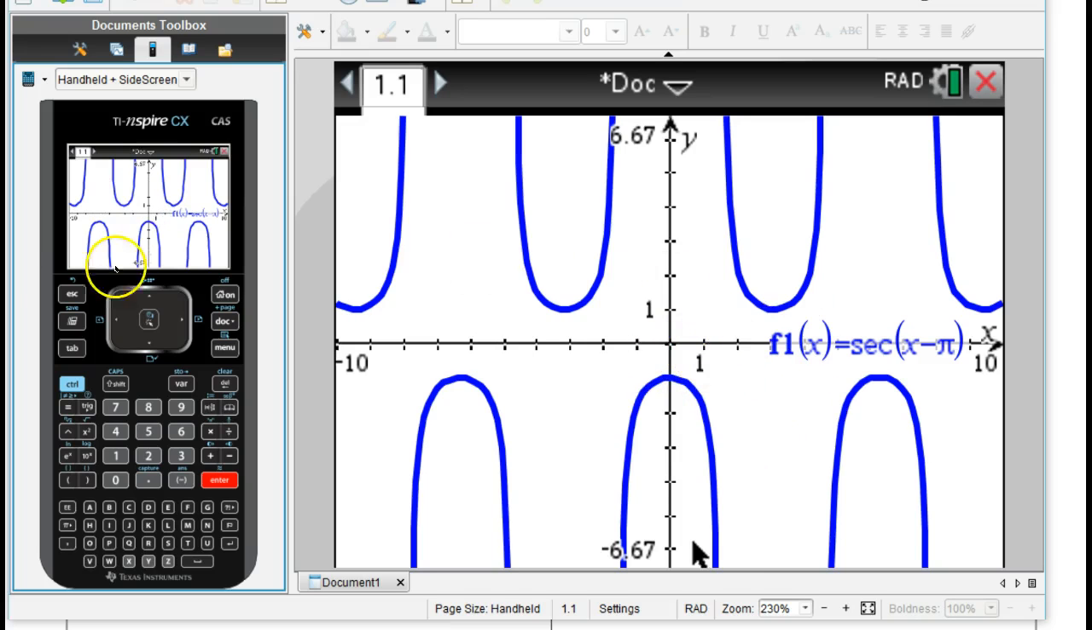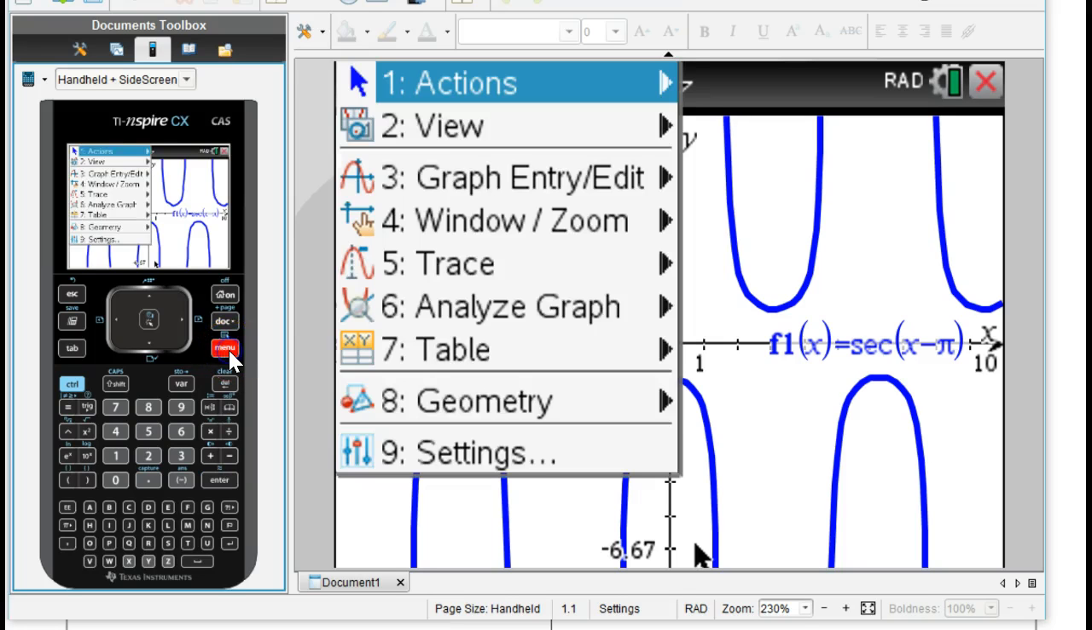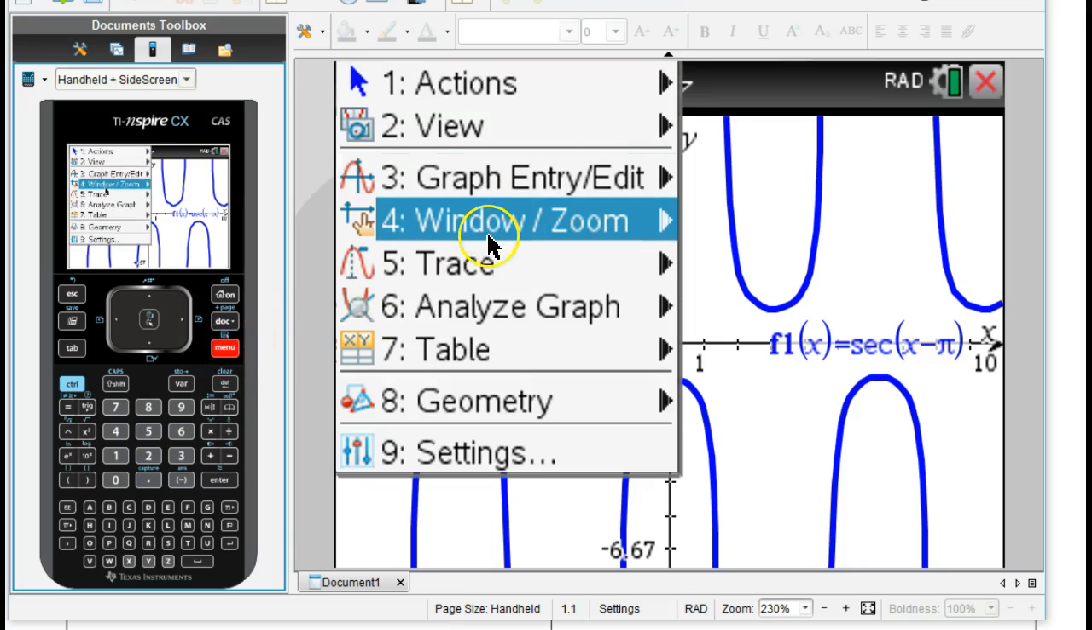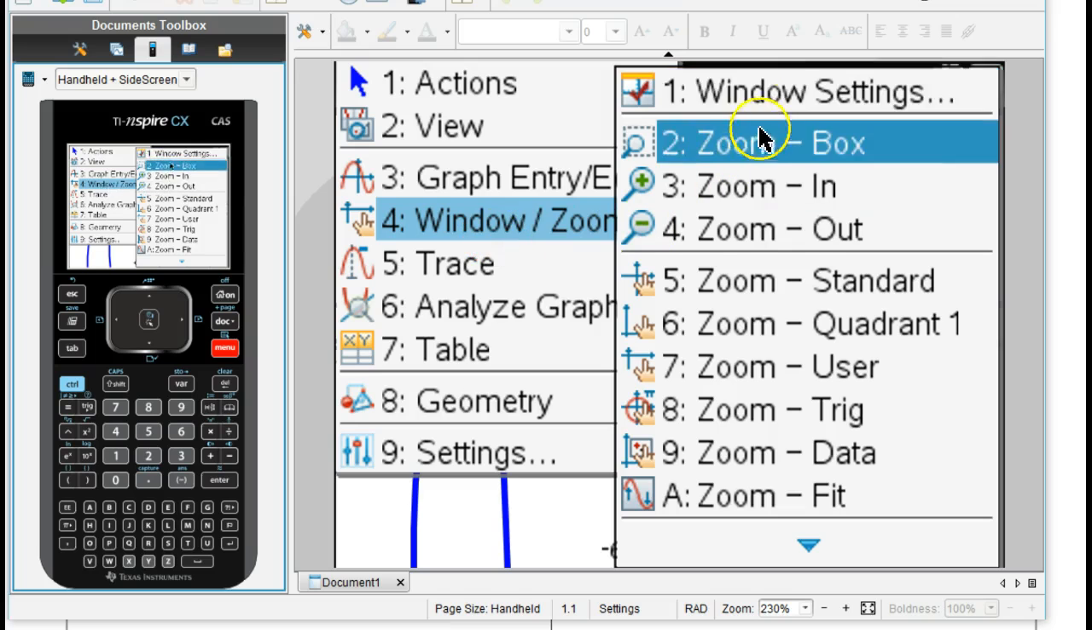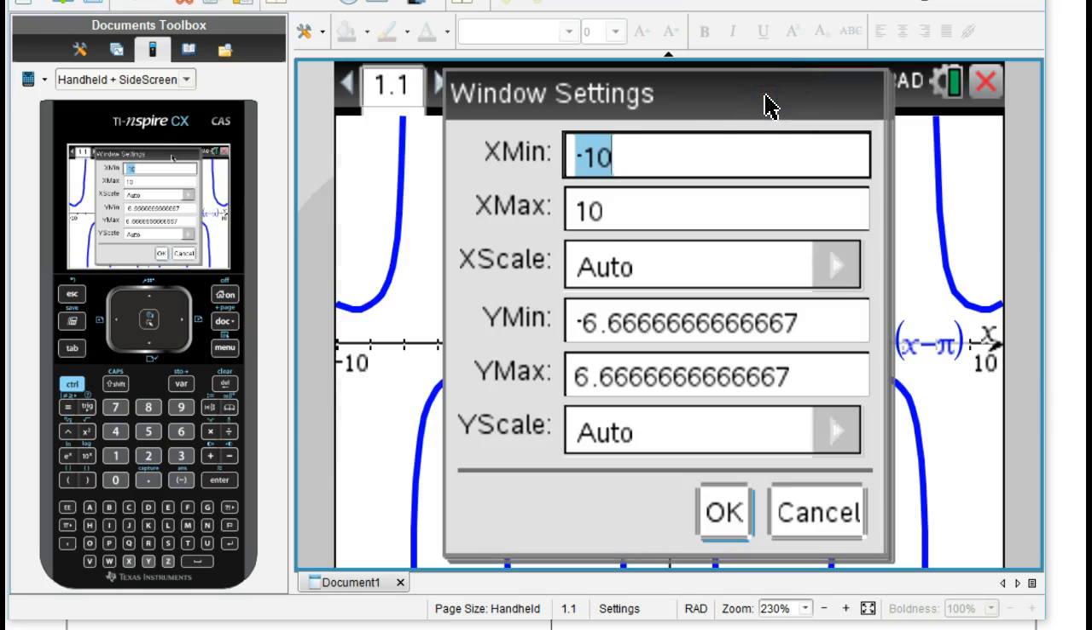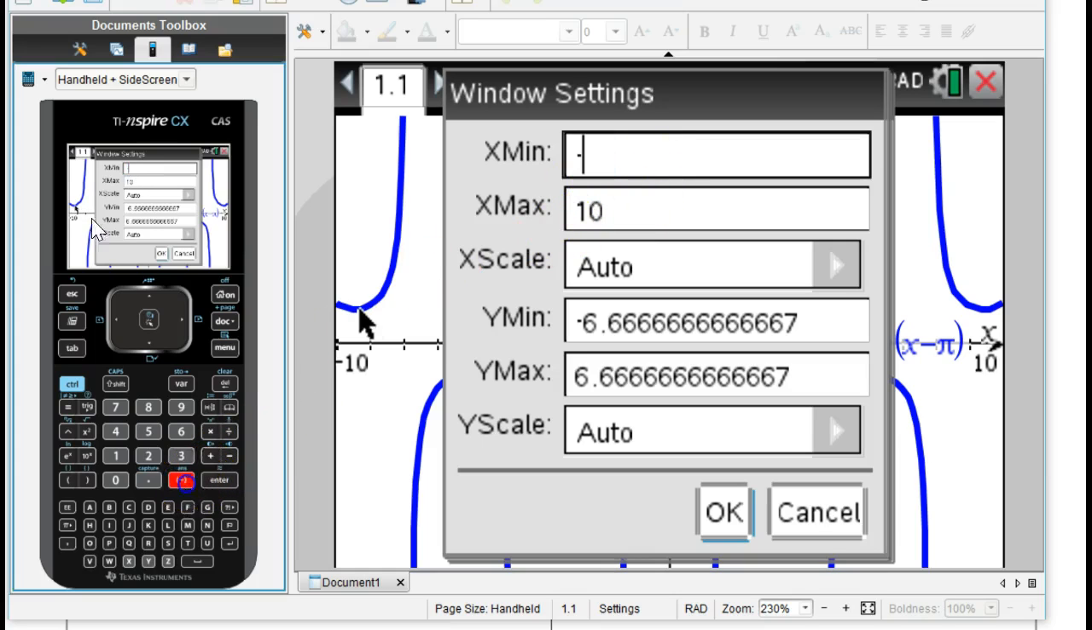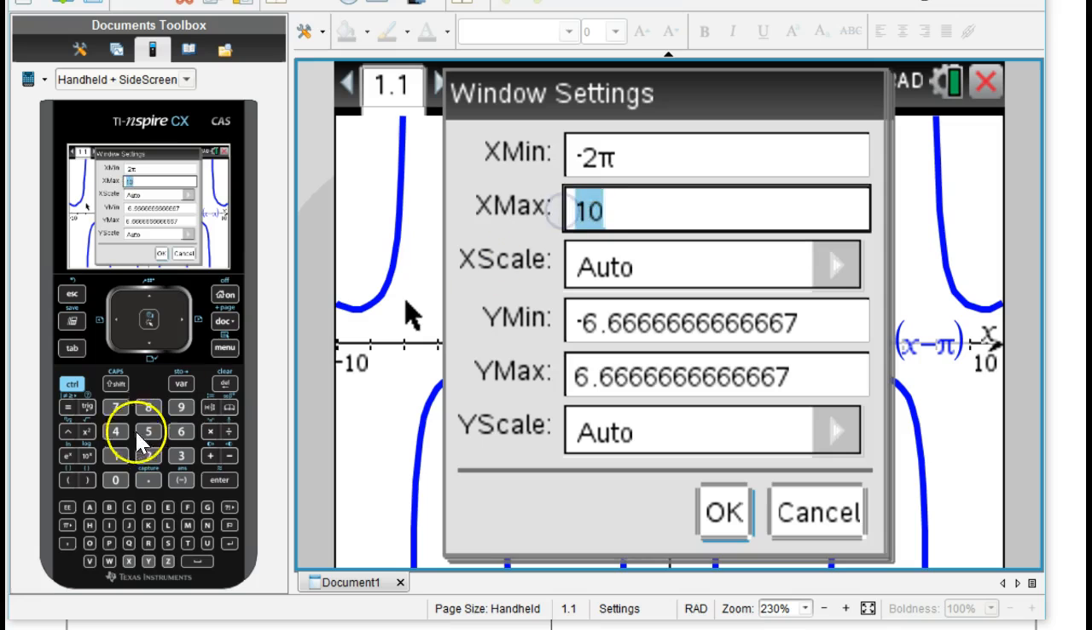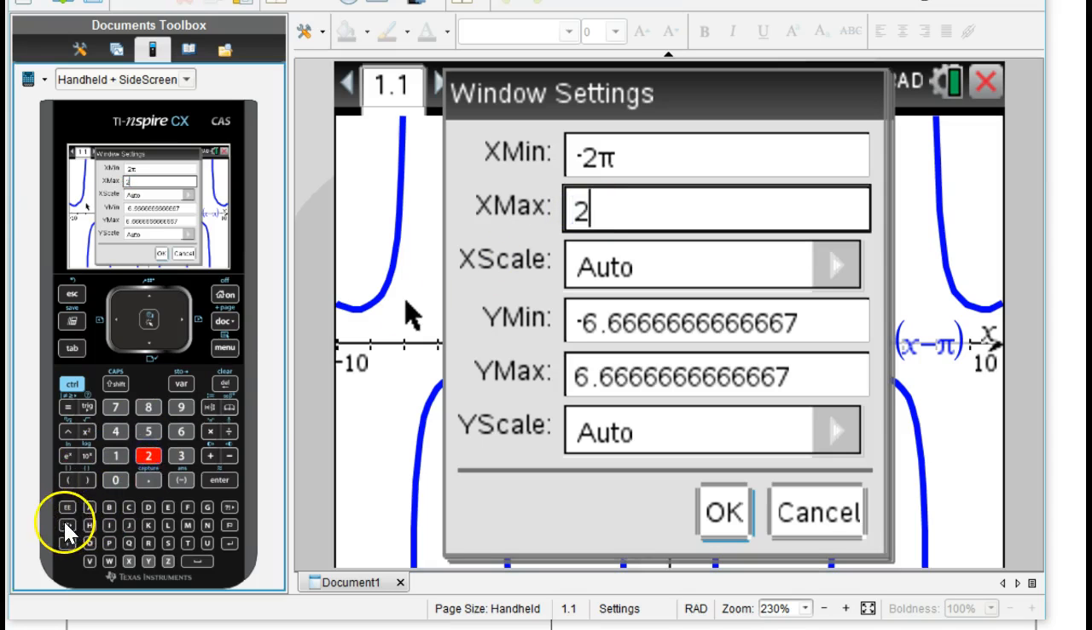Okay, so I mentioned that I could change the x-axis to be units of pi, and it's more convenient when we're looking at trig graphs. So on a TI Inspire, I'm going to do that by going Menu, Window Zoom, Window Settings. And for x min and x max, I want to change those to increments of pi. So let's go negative 2 pi to positive 2 pi.